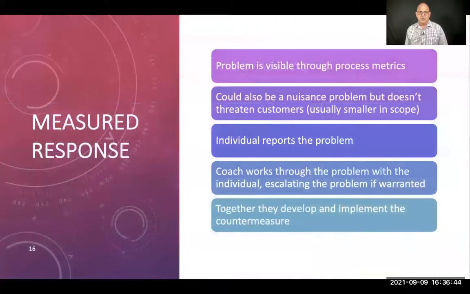The next category is a measured response. I call it measured response because it should flow from the way we measure performance in our work system. So the problem is visible through the process metrics. It could also be a nuisance problem, but doesn't really threaten a customer. So something smaller in scope.